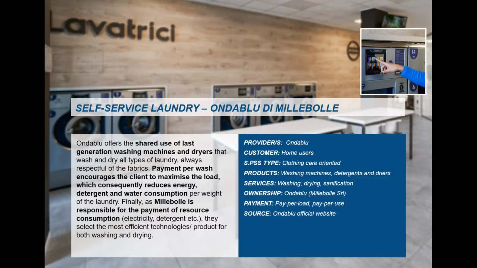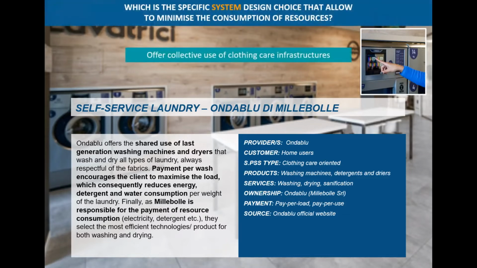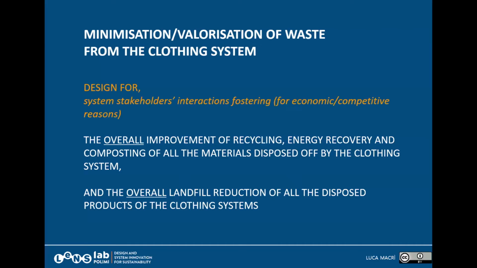And I go straight on this. A new pay-per-use. What is happening? What is applied there in terms of the guideline for minimizing resource consumption is offering the collective use of something. So you don't have your own washing machine. The washing machine is used by everyone. So you as a provider are interested in reducing the resources that are consumed.